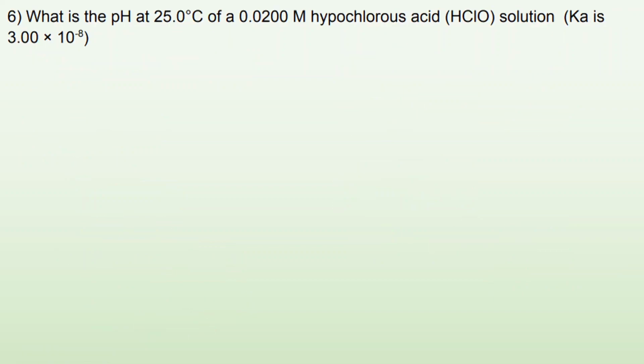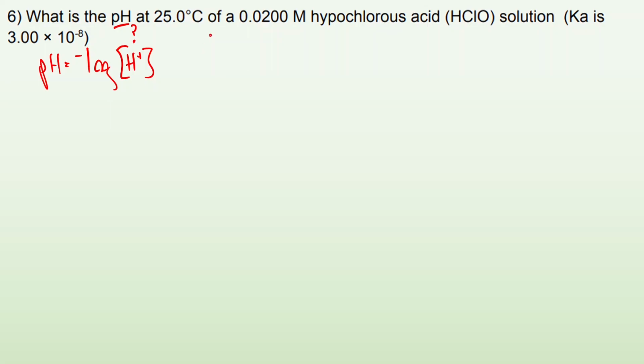Number 6, what is the pH at 25 degrees Celsius of a 0.02 molar hypochlorous acid solution? The Ka is this. So we want the pH. Okay, interesting. Well, I know that pH equals negative log of the H plus ion concentration, so I'm going to have to figure out what is that H plus ion concentration. And all they did was give me Ka.